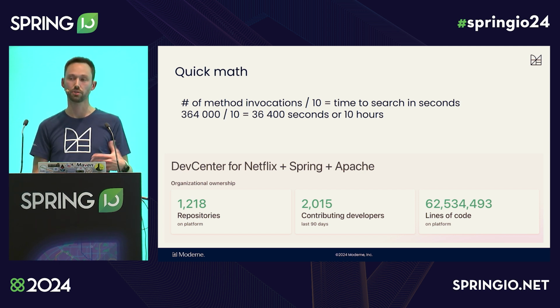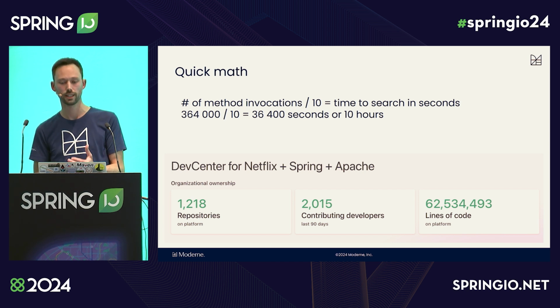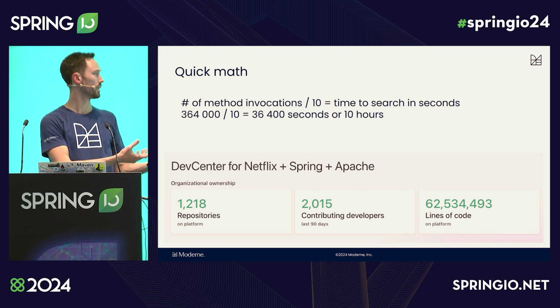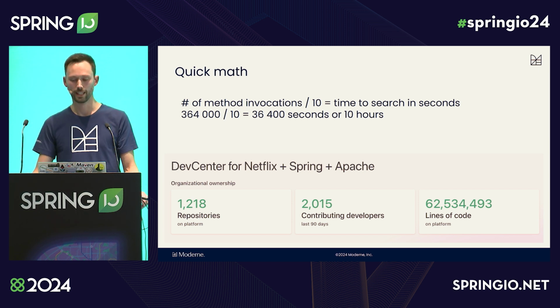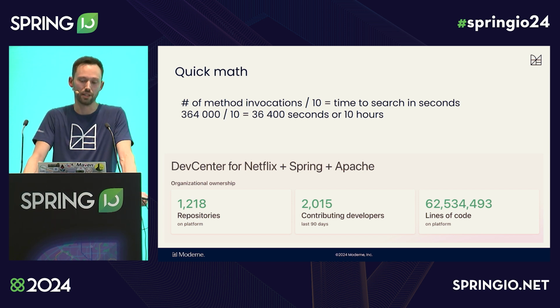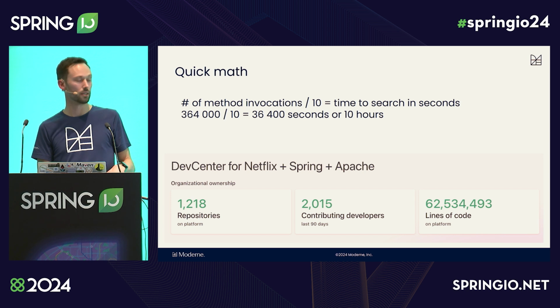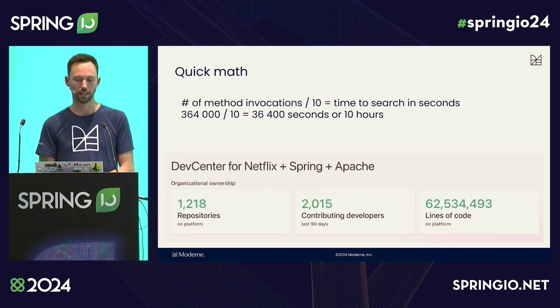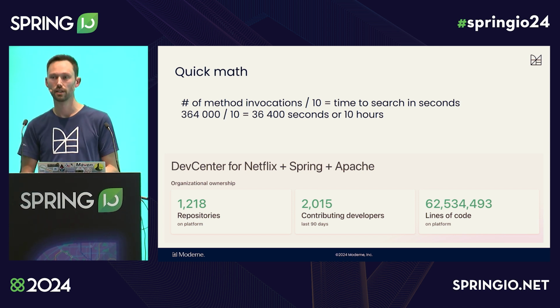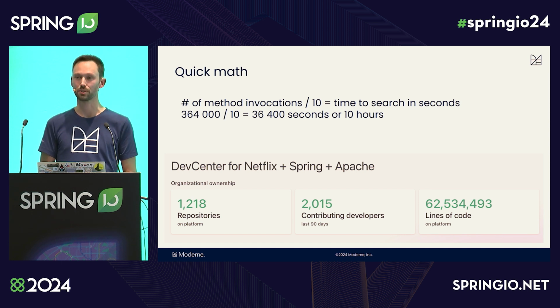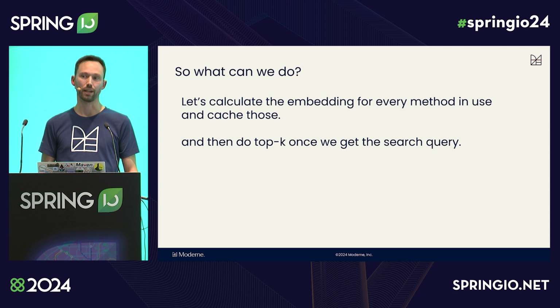This being search, results should appear quickly. So again, say that we're looking across some 1,200 repositories from Netflix, Spring, and Apache. And we have to look at each method invocation. And say we have a somewhat small latency to look at these, which takes about 10 seconds each. Then the whole search would actually take 10 hours to complete. That is insane. That is not something that we can run at scale. So what can we do then?